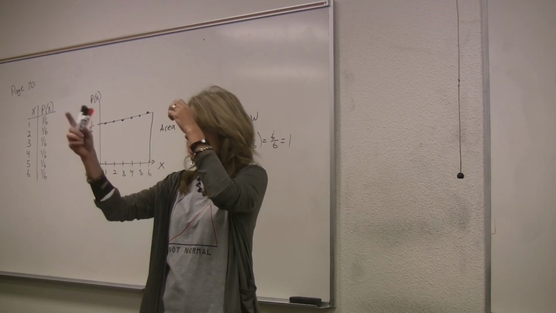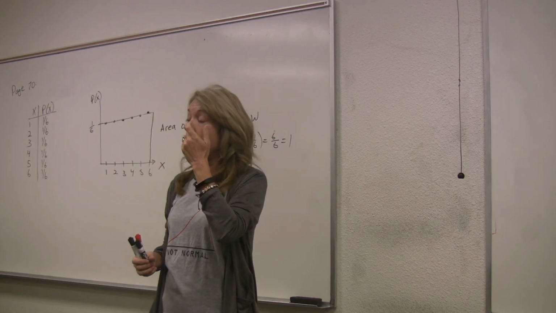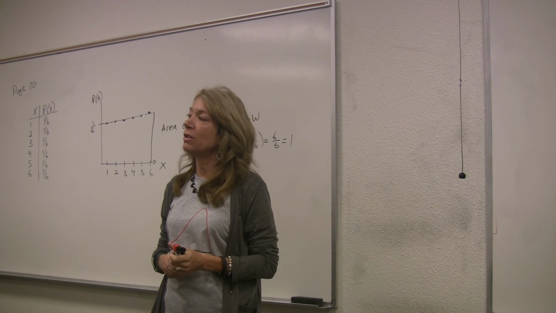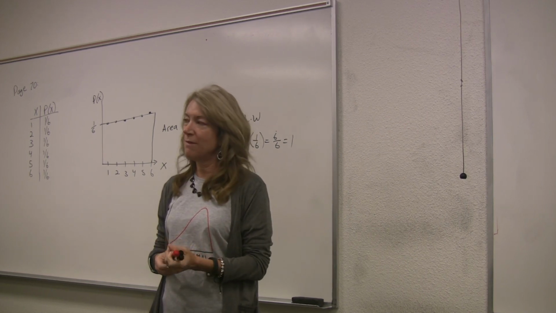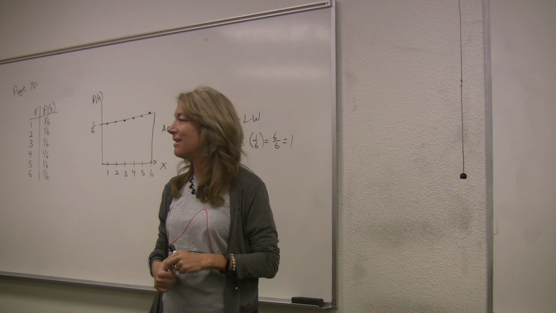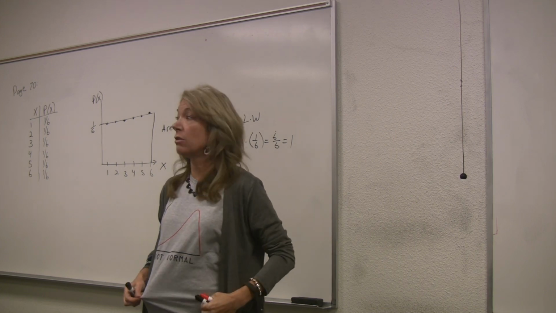Ready to go on to normal? Yes, sir. Are normal uniform? No. What's the shape of a normal distribution? It's not a rectangle. It's the bell curve that's not skewed.